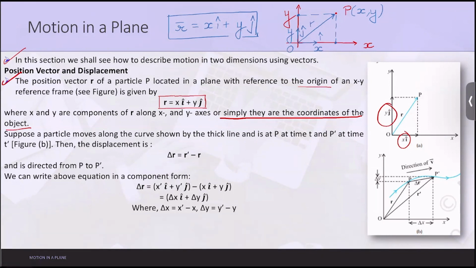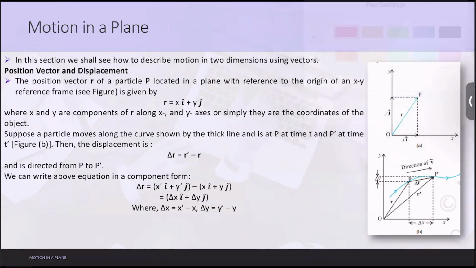Now let us try to understand our displacement here. Okay, so suppose a particle moves along the curve shown by the thick line. So let us say this is the direction of movement of the position of the object along the x and y plane. Suppose a particle moves along the curve shown by the thick line and it is at capital P at some time t, and at P dash at some time t dash, as shown in the figure. Then what will be the displacement?